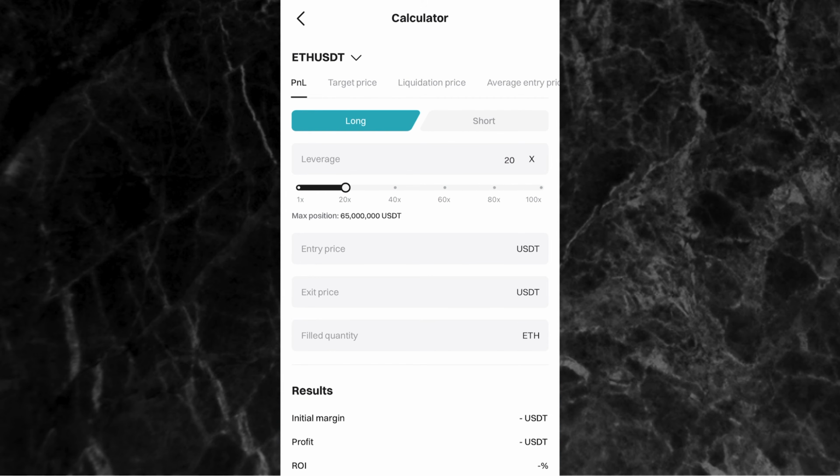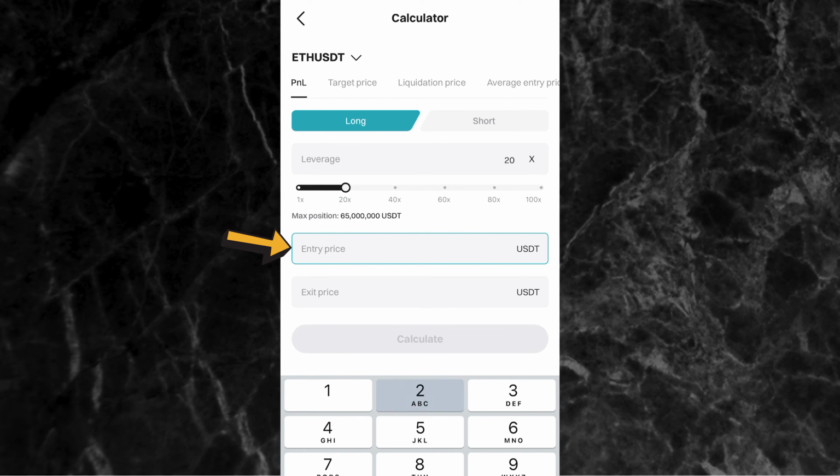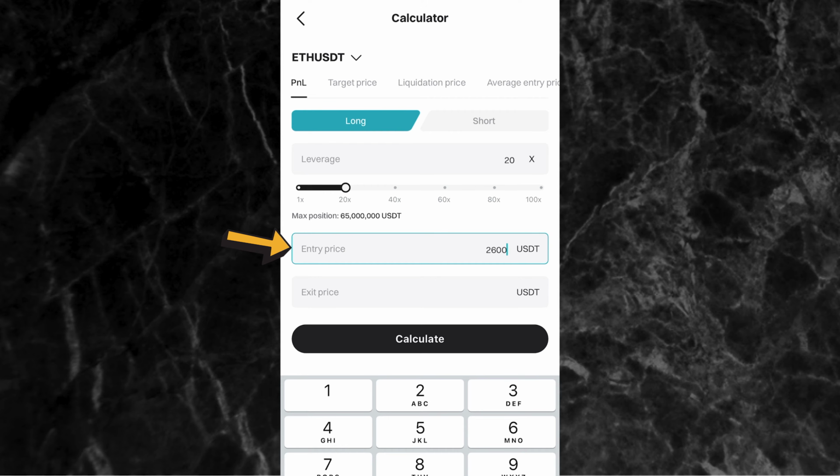Now, once you've done that, the next thing is to enter your entry price. That is the price at which you want to enter the trade. So let's, for example, I want to enter the trade at 2,600. And just in case you don't know, the current price of ETH is 2,600. I'll put it on the screen. That's the current price of ETH, 2,600.